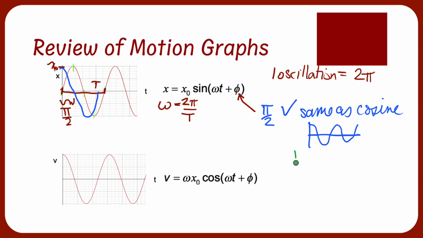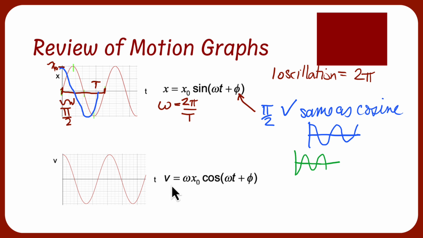Likewise, if my graph looked like this, let's say I started at the negative side, I could then put, instead of just sine here and a phase difference, I could just write it as being negative cosine omega t.